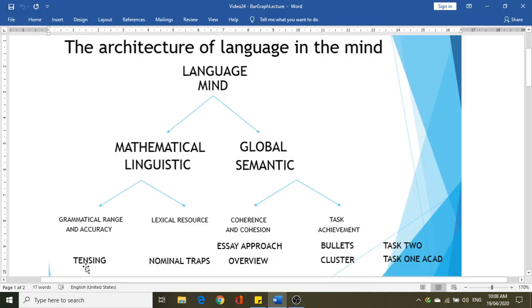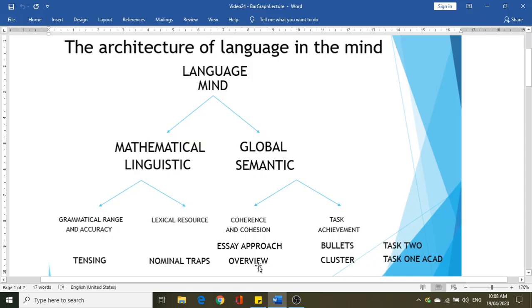And so going back to the four attributes for task 1, please remember these very well. So for grammatical range, watch out for the tensing. For lexical resource, do not be caught by the nominal traps. For task achievement, we need to work on your clustering. And of course, for coherence and cohesion, don't forget the overview statement.